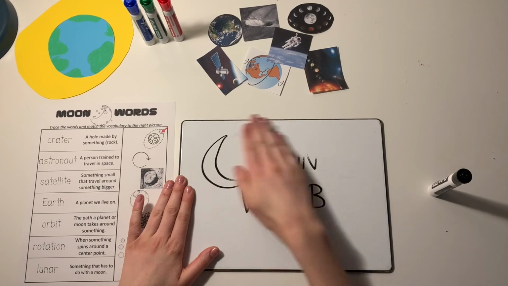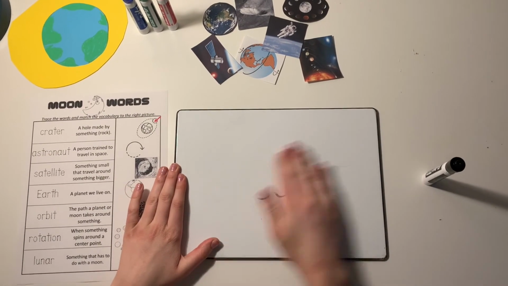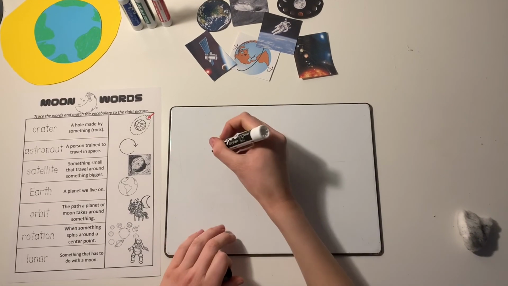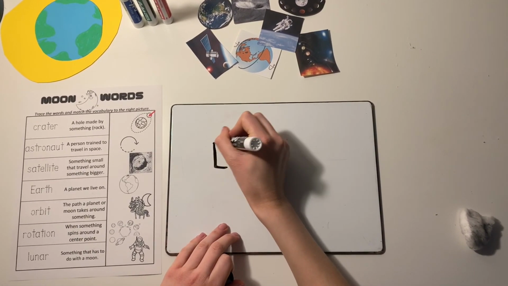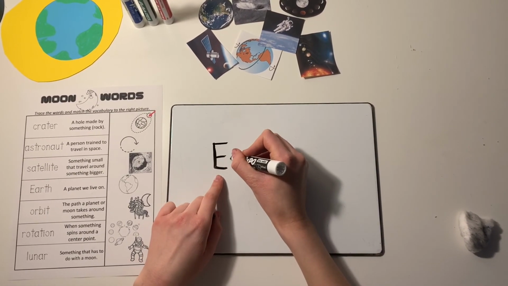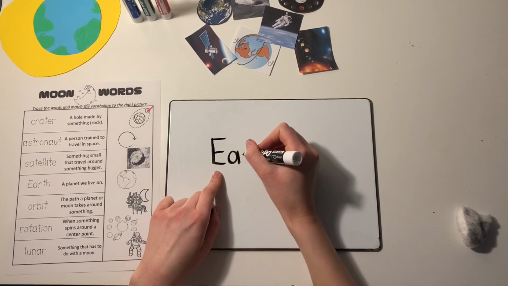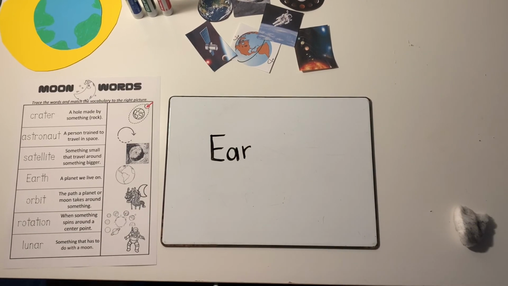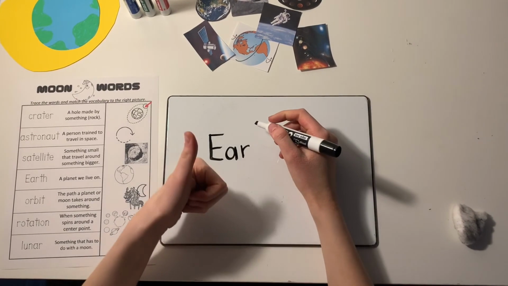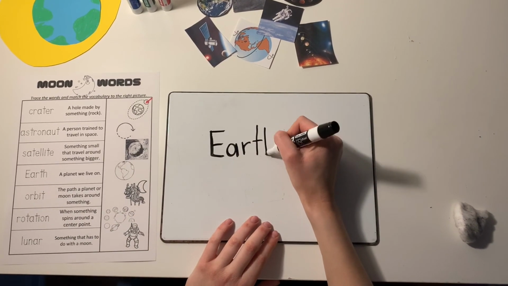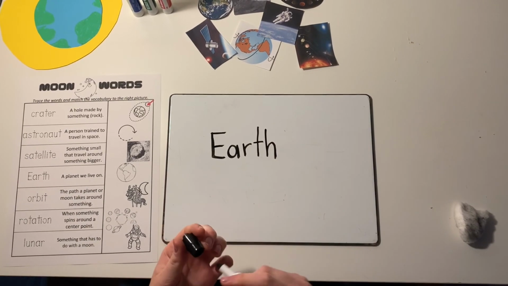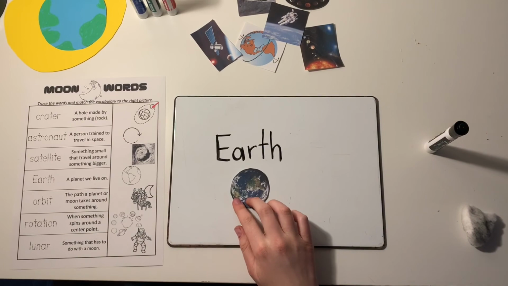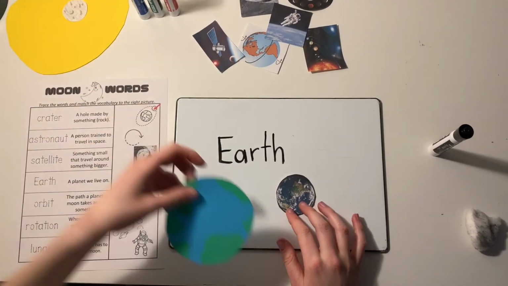So we are going to start with the planet we live on, which is Earth. And Earth, we're going to start with a capital E, lowercase a, R. And then whenever you hear the th sound like thumb, you're going to do TH. And Earth is the planet we live on. It looks a little bit like this. And I made this one to help us out.